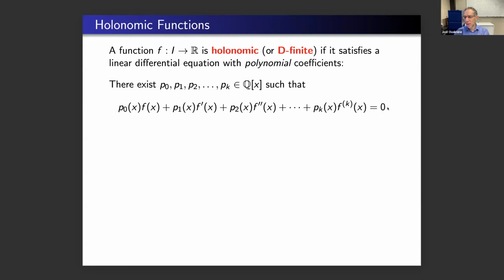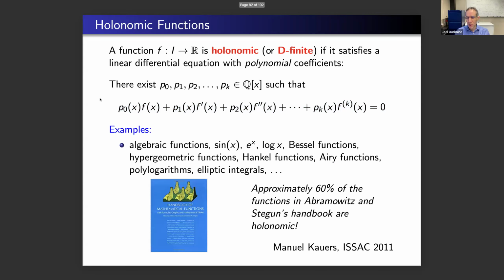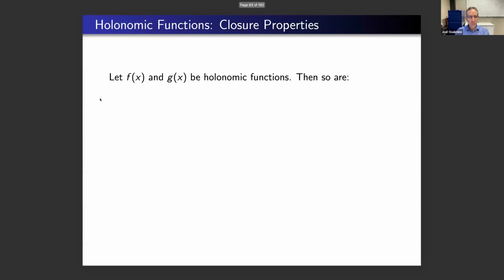So that's an order k linear differential equation with polynomial coefficients. And examples are many: trigonometric functions, all algebraic functions, e to the x, log x, and so on. And many functions are holonomic. So again, according to Cowers, approximately 60% of the functions in Abramowitz and Stegun's handbook are themselves holonomic functions. They have nice closure properties, as you might expect.